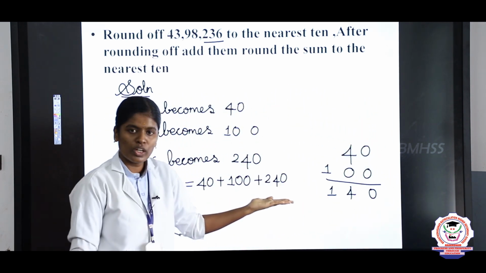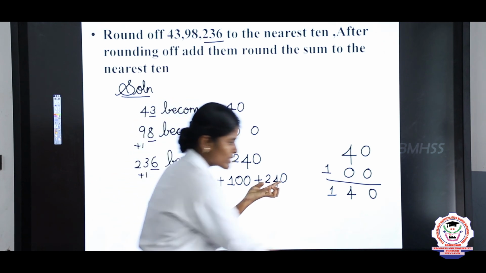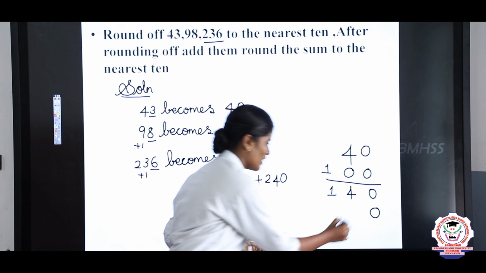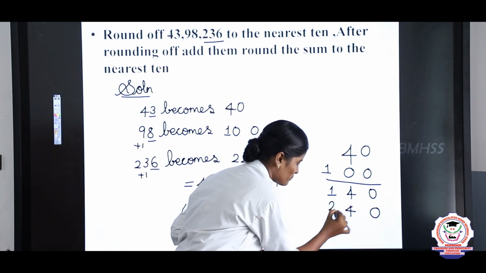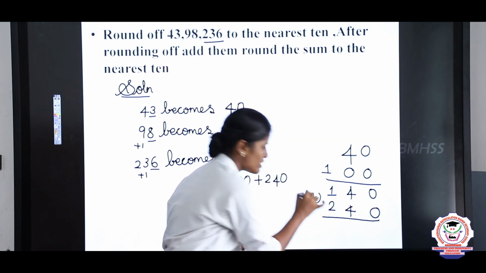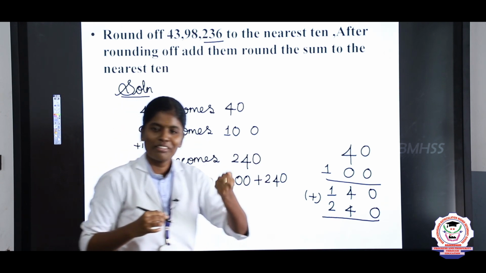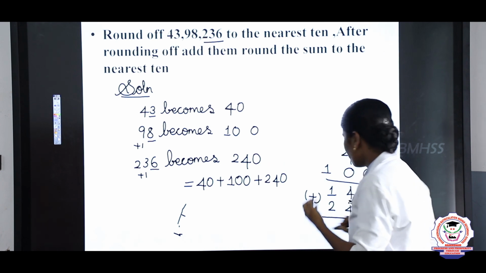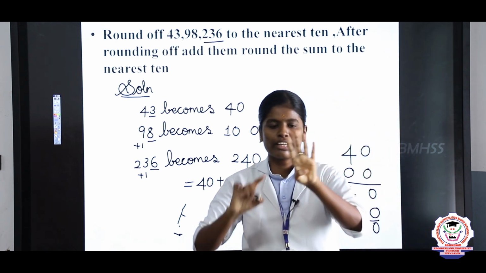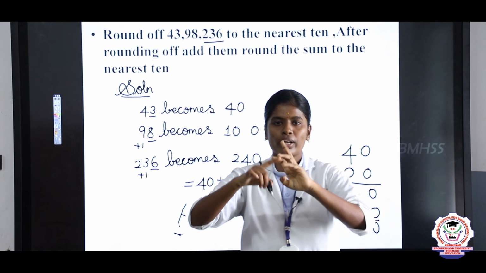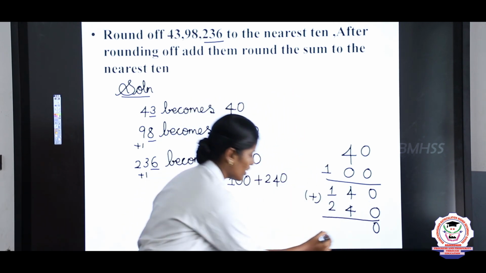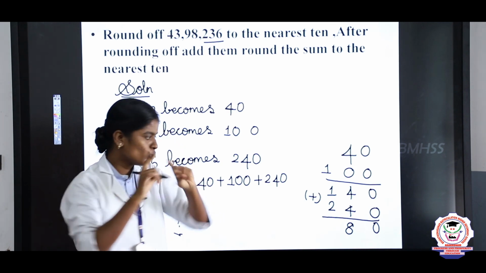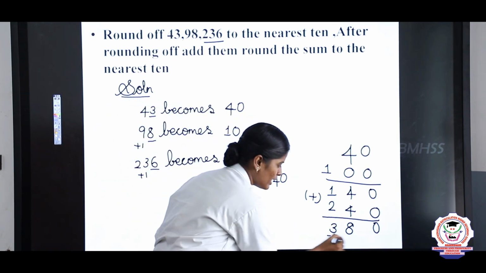Finally you have 240. So take the ones place value 0, the tens place value is 4 and the hundreds place value is 2. Now we are going to add this. 0 in the mind, 0 in the finger. What is the answer? The answer is 0. Next, 4 in the mind, 4 in the finger, 4 after 5, 6, 7, 8. So write 8 here. Finally 1 in the mind, 2 in the finger, 1 after 2, 3. So the answer is 380.